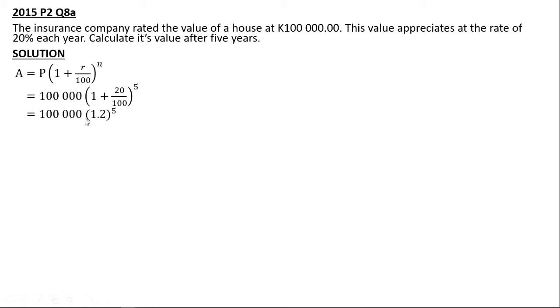So we have 100,000 multiplied by 1.2 to the power 5. If you multiply 1.2 by itself 5 times, where you say 1.2 times 1.2 times 1.2 times 1.2 times 1.2, you are going to get 2.48832. Multiply 100,000 times 2.48832, you get 248,832. So the value after 5 years was 248,832 kwacha.